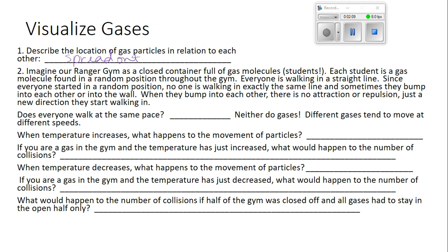Does everyone walk at the same pace? Nope. Neither do gases. Different gases tend to move at different speeds. When temperatures increase, what happens to the movement of particles? All right, so think about this. If the temperature is increasing, that means your kinetic energy is going up. So the particles are going to move faster.